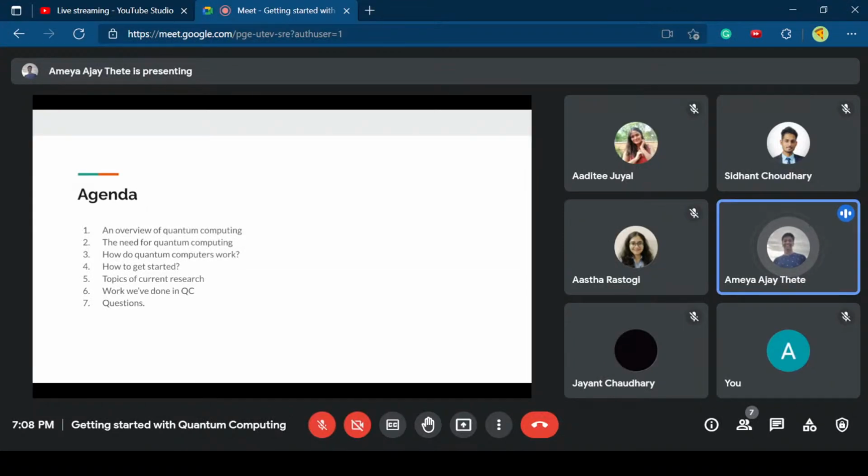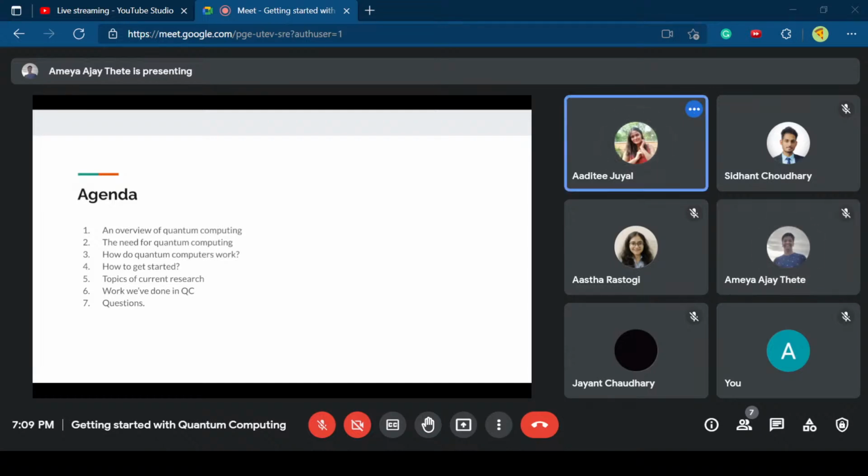Then Aaditee would again take over and talk about how you can actually get started in the world of quantum computing, because it's a really vast area and it's easy to get lost. So there are just a few tips about how you can get started. And we'll close with whatever work we've done so far in quantum computing and what our personal experience has been with respect to this field. And finally, we'll take any questions that our viewers have. Over to you, Aaditee.